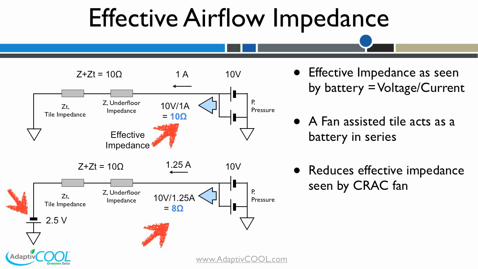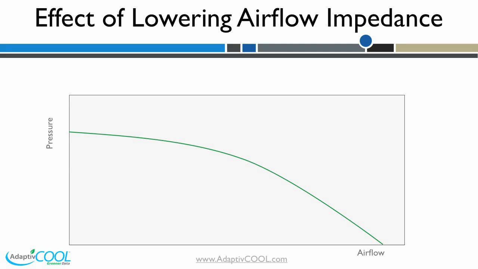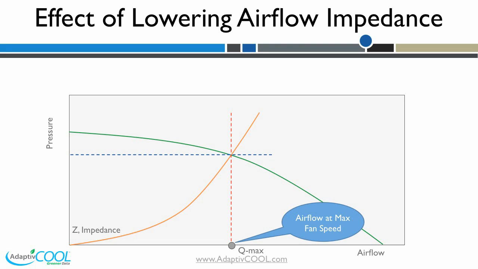That is, the battery experiences a lower effective load resistance. A lower effective resistance generates a higher current. Let us see how this applies in the airflow domain. We will revisit the pressure airflow curve of 2 VFD-driven crack fans as we studied in the past session. When the cracks are running at full speed, it has the fan curve shown in the figure. When we superimpose the curve of the effective impedance, the operating point becomes clear.